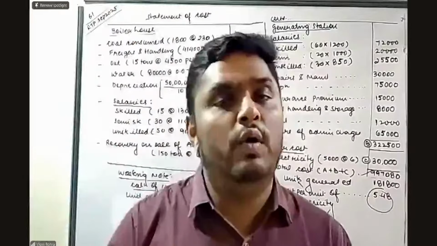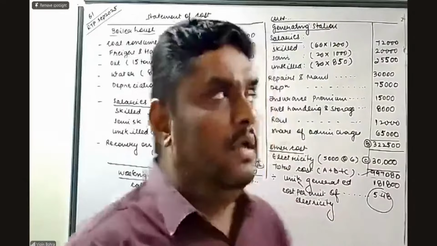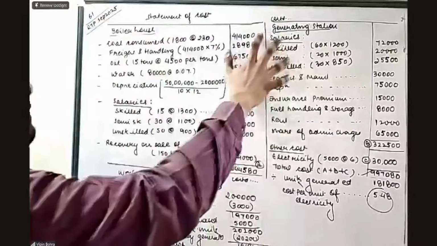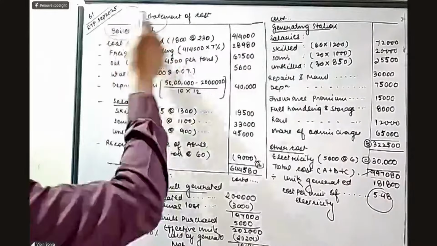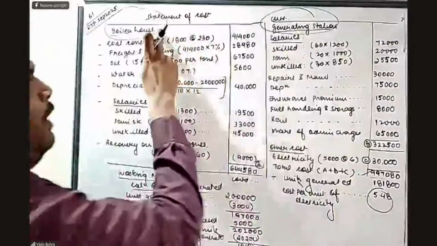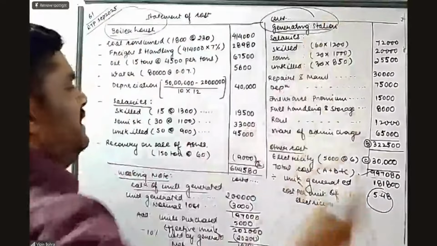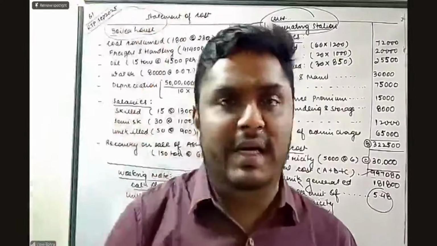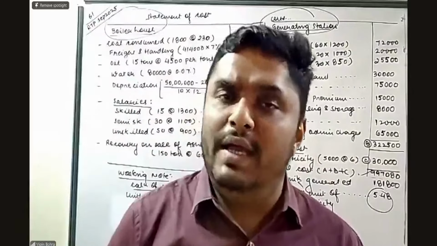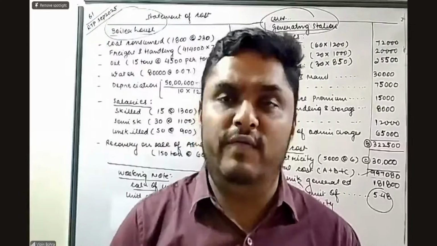Ultimately, you have to calculate the total cost divided by units. So herein there were two stations involved. So for better presentation, we have classified in two parts. That is the cost of boiler house and the cost of generating station. Alternatively, you can straight away prepare a statement of cost, write down the total cost, and calculate the cost per unit. This is the way you have to solve the question.